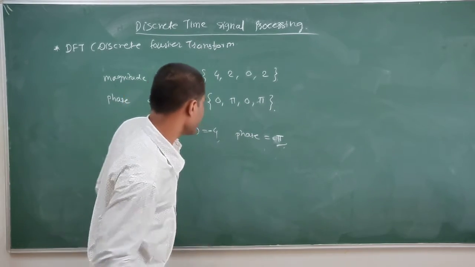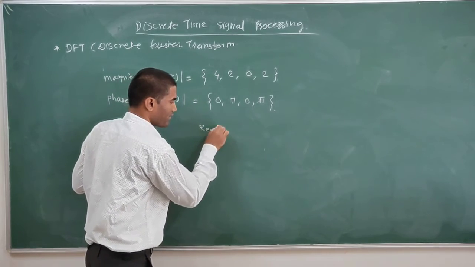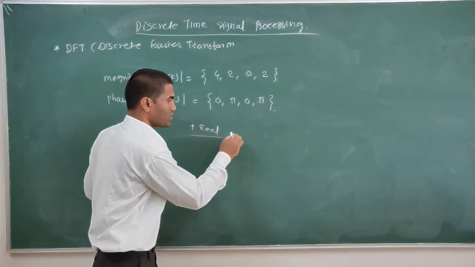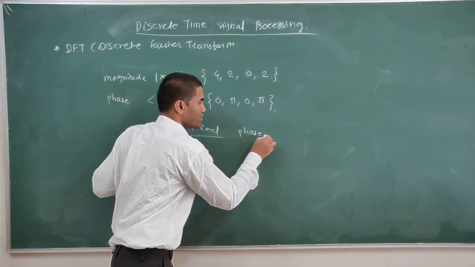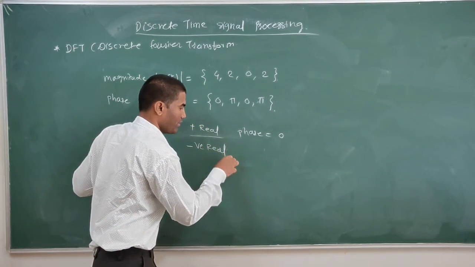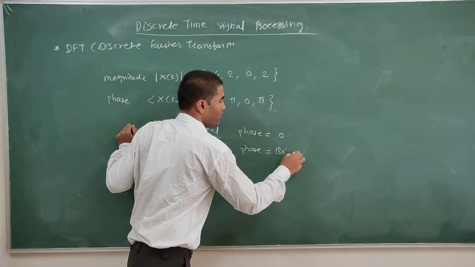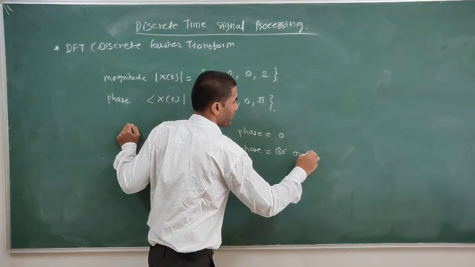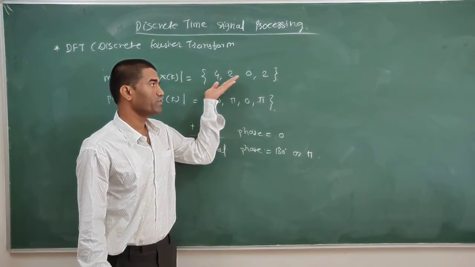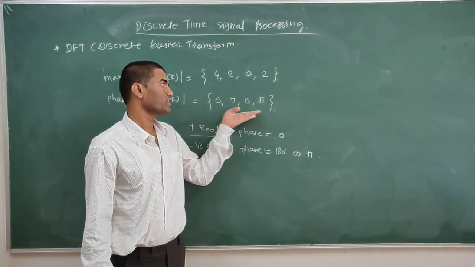What I am trying to say is that in the first case only a positive real part is available, so the phase must be equal to 0. If a negative real part is available, then the phase must be equal to 180 degrees, or pi. So this is the answer of this question. We can plot this graphically also, or there is no need to calculate graphically if you put it like this; it's clear.